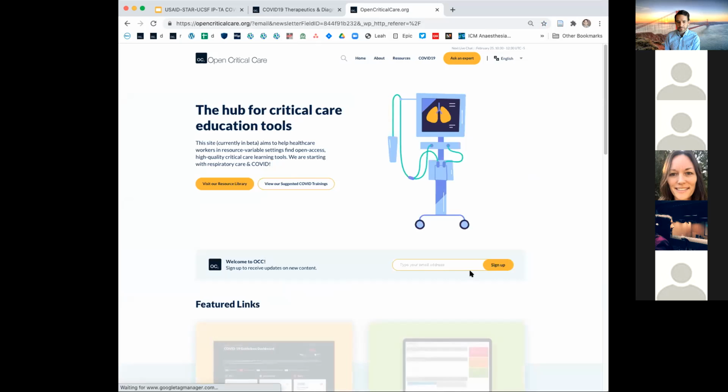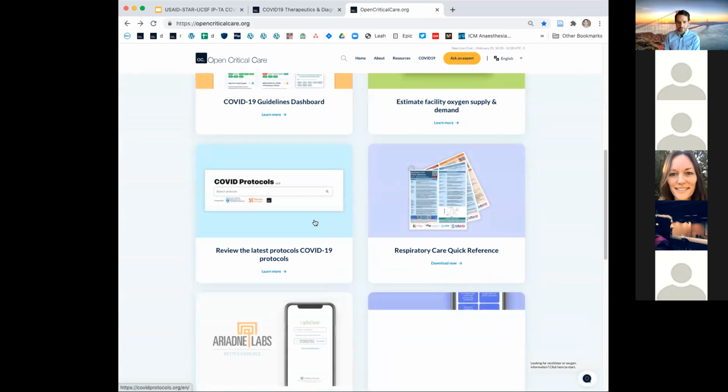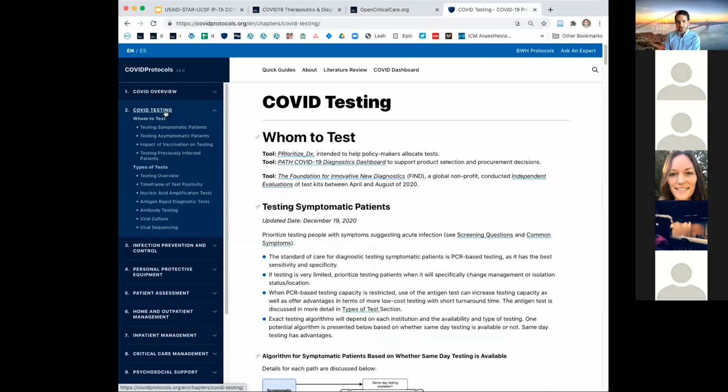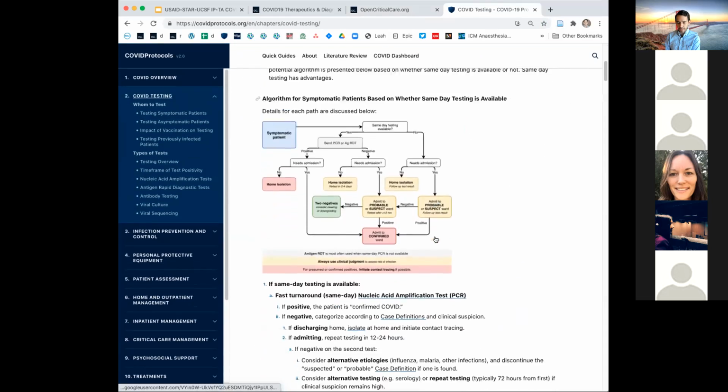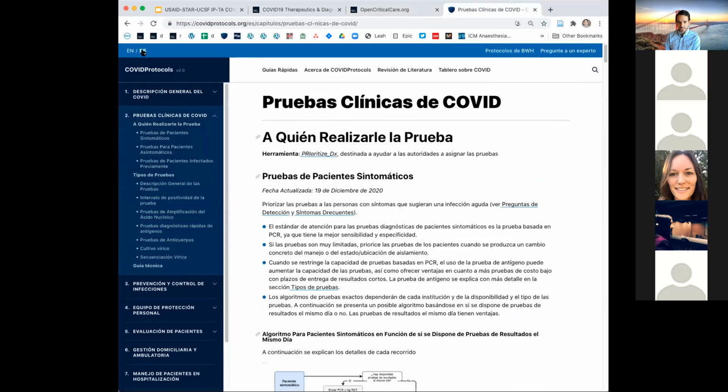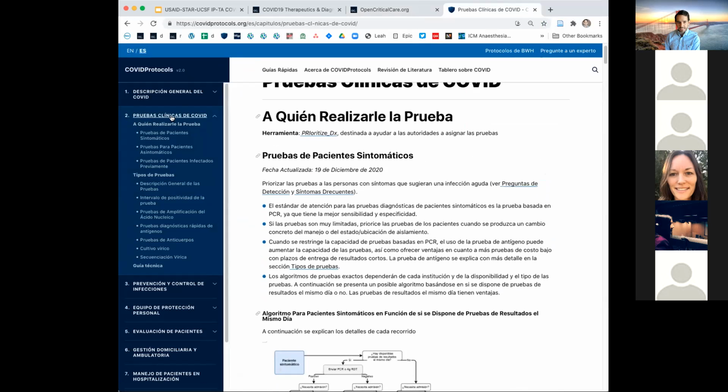And then finally, the last thing that I'll highlight, which is linked off the homepage, is the covidprotocols.org website, which was created in partnership with Brigham and Women's Hospital and Partners in Health with support from USAID. On this site, in the left-hand menu is a COVID testing section. On this testing, it covers much of the material that we talked about today, and also can be available in Spanish by switching to the ES at the top left of the screen. Most of this site is now available in Spanish, and all of the site will be ready next week in Spanish.